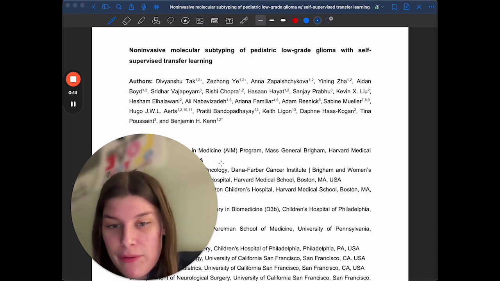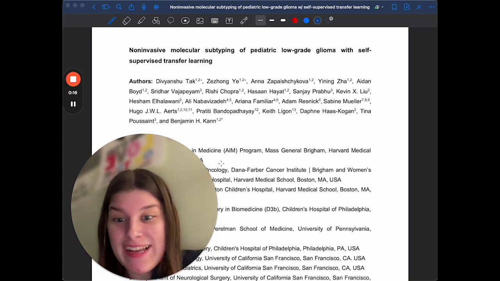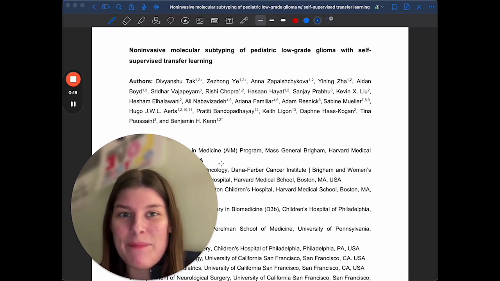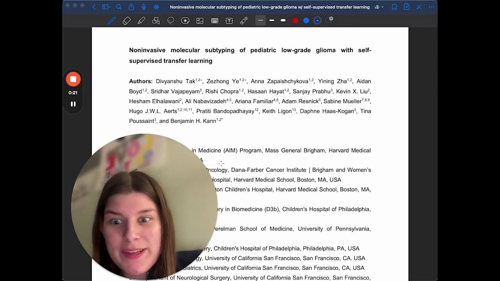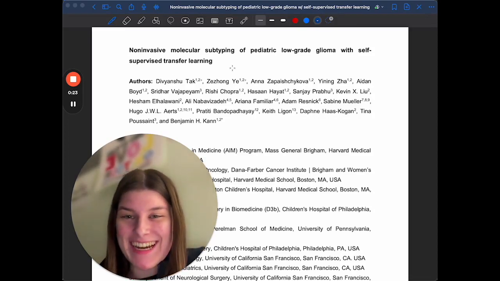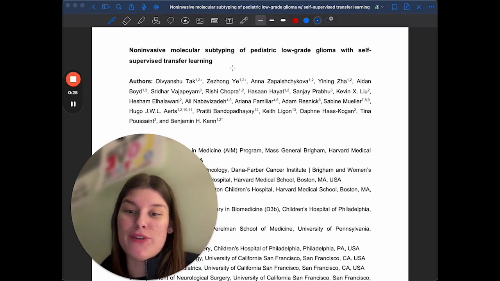Today I'm going to be sharing a pretty recent paper, or preprint of a paper, coming out of the AIM program at Harvard. It's so fascinating to me, and I wanted to share some insights and break it down a little bit so you can get excited about this technology and see the implications it could have in improving patient outcomes.